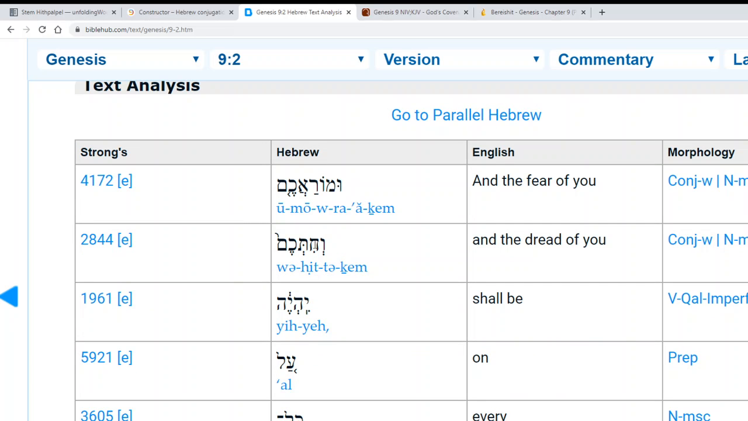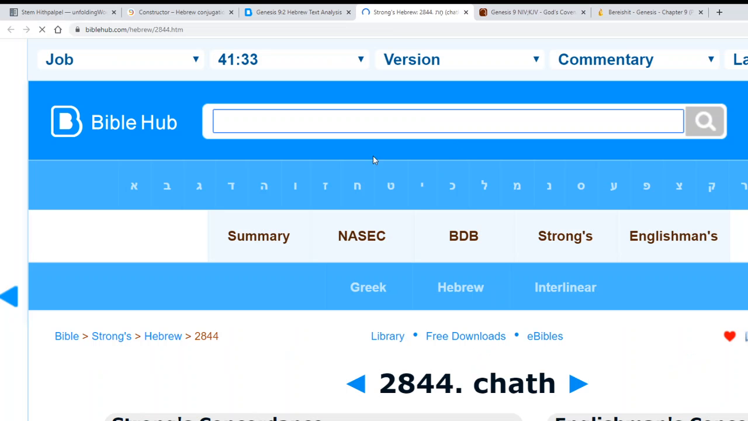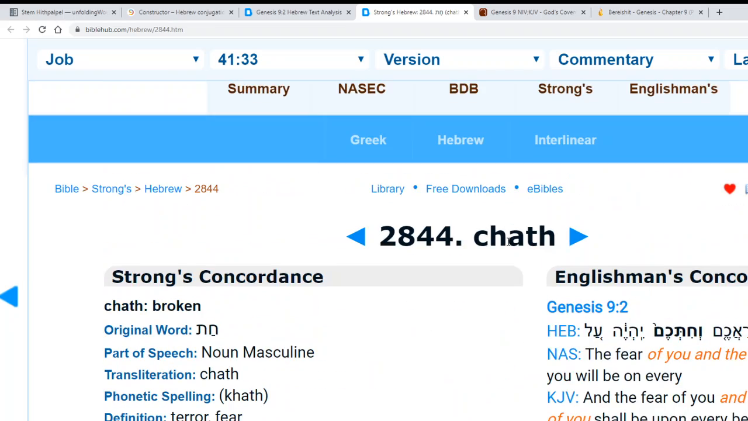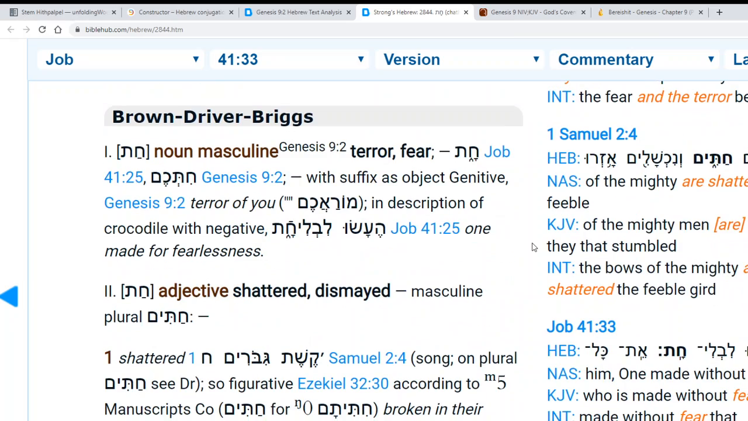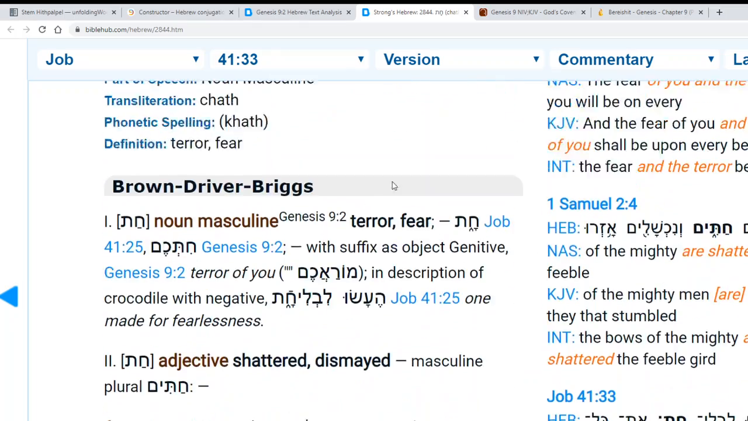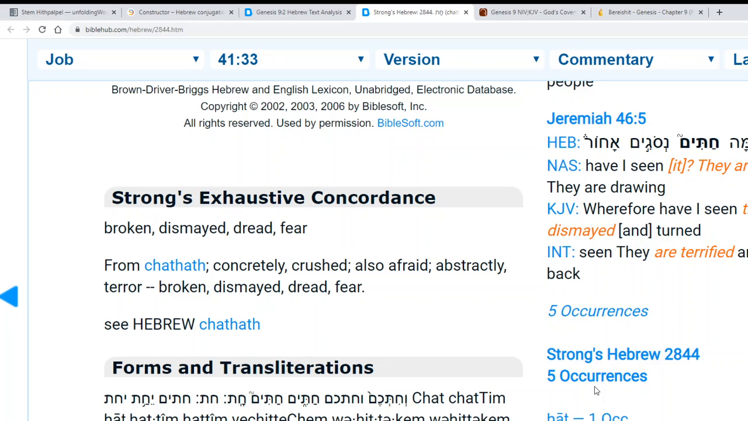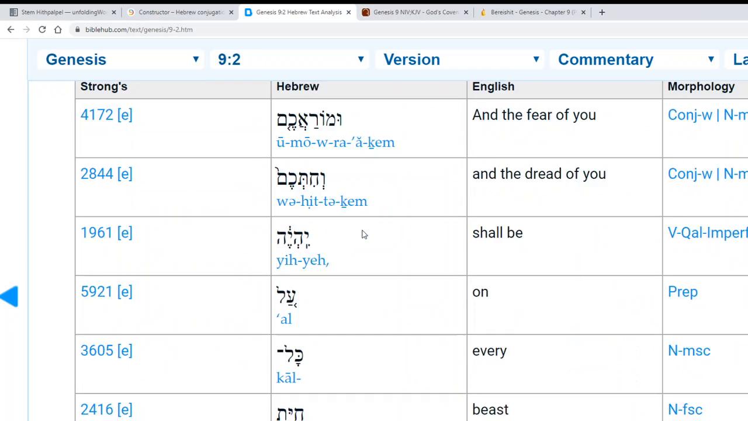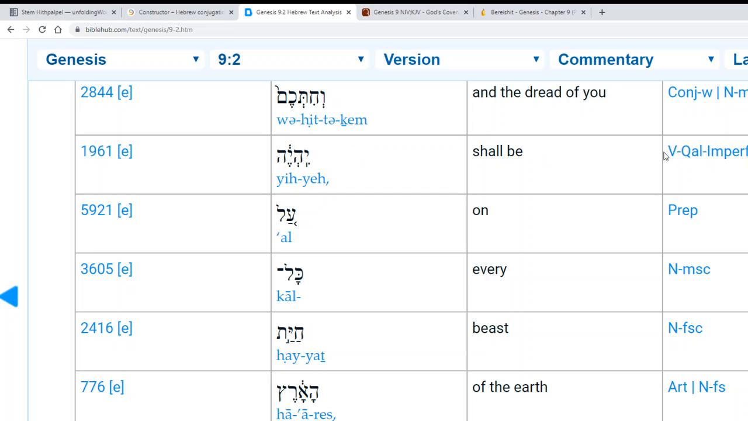Vechitchem. So conjunctive vav, and chit they're translating as dread. It's actually a rather rare form, five occurrences, terror, right? And you can look it up. It only shows up in the Bible five times, so you can see how you want to translate that. V'chitchem yihyeh, right? So the yud is telling it's an imperfect, and this is the root to be, right? So it's in the incomplete, shall be, right?